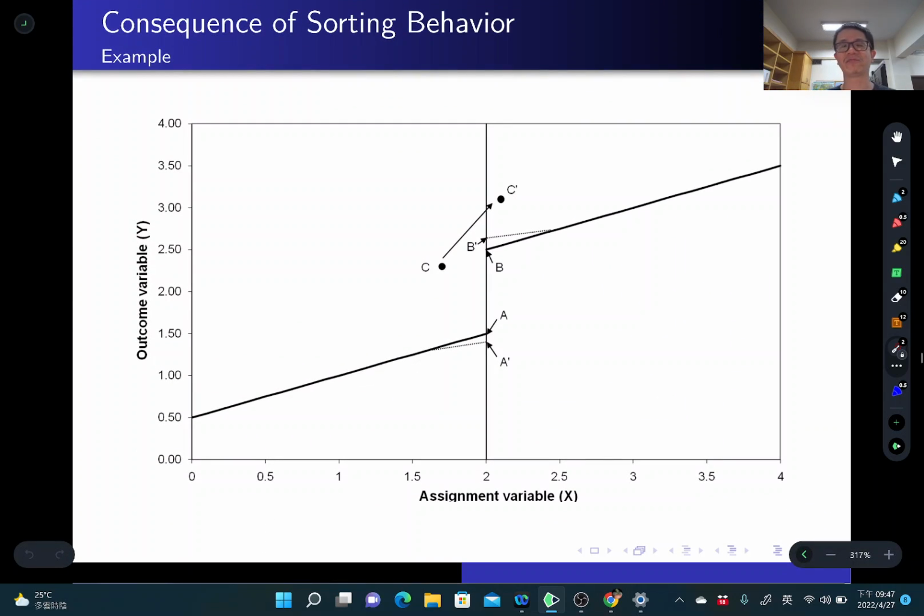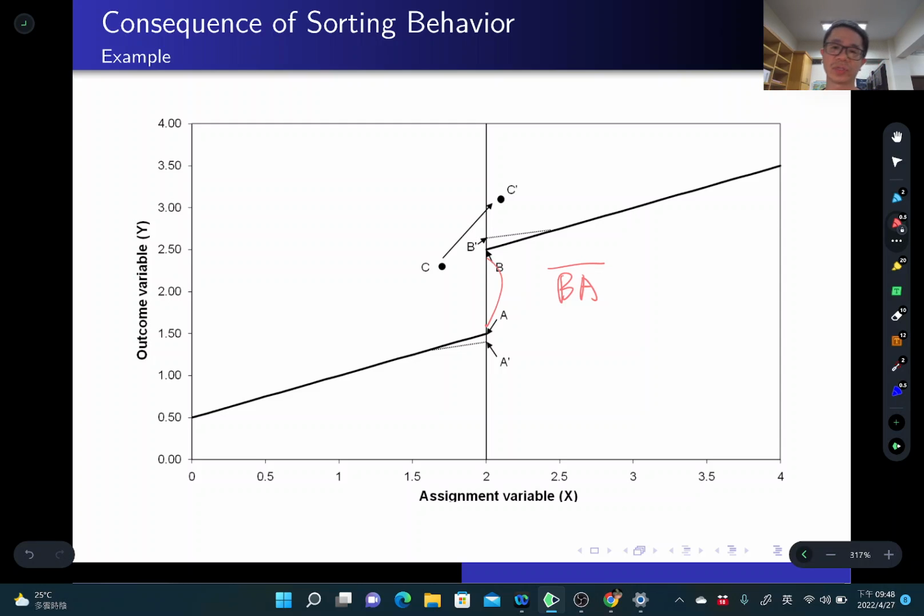Okay. So here I give you one example to show what happens if people can choose whether they are above the cutoff or below the cutoff. So suppose there's an individual called C, and originally it's at this position. So the y-axis is the outcome variable. The horizontal axis is your assignment variable. So the cutoff is 2. And C is right below the 2 originally. But so you will get the effect, which is called BA. BA is the effect.